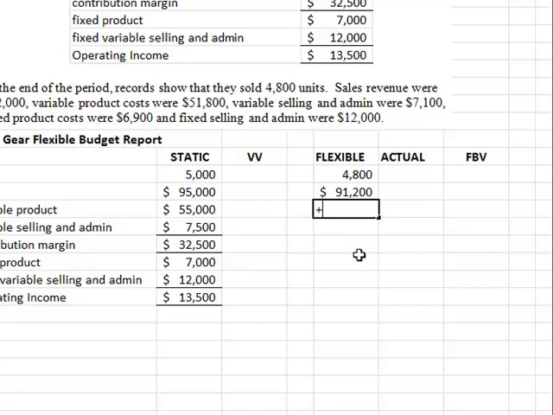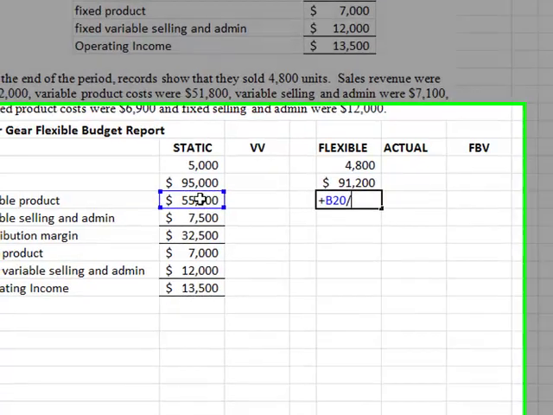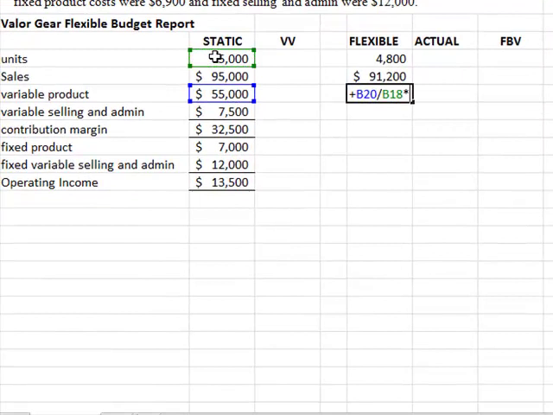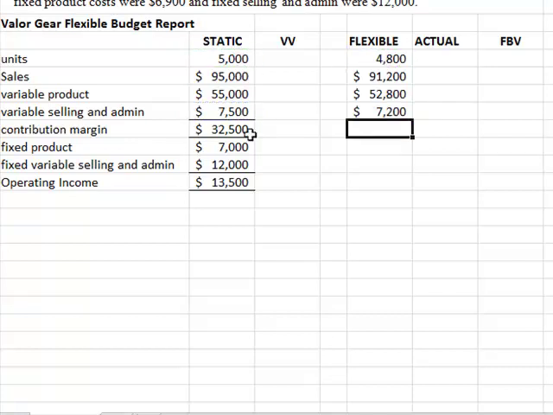All right, let's do the same thing for product cost. Divide it out by the 5,000 and then multiply it by the new level. Same thing for your variable cost. Get it per unit and then multiply it times the new units. And then we'll just borrow the formula over here and let it do the math for us.